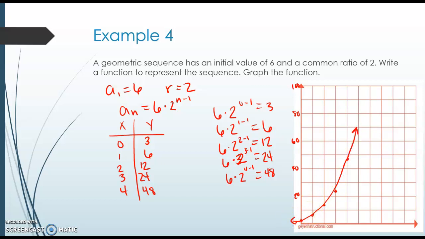and there's our geometric sequence graphed as a function, because every geometric sequence is a function, an exponential function for our geometric sequences.